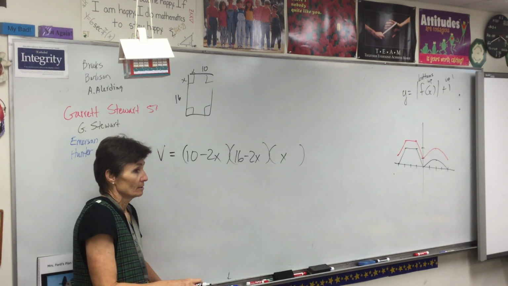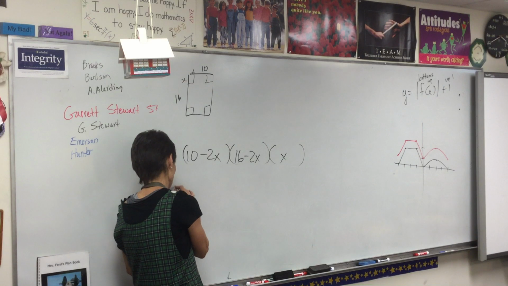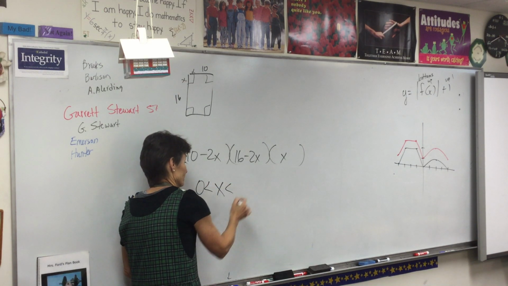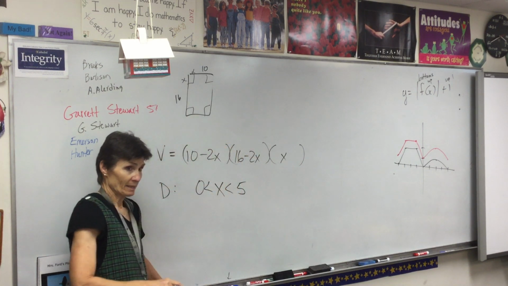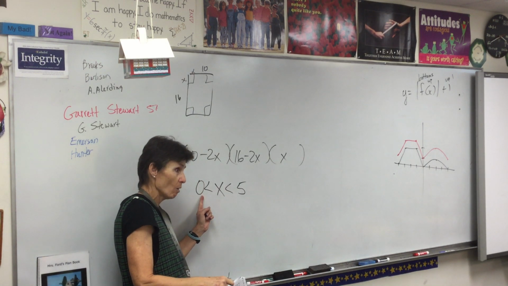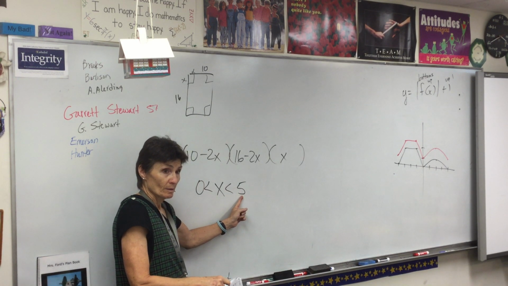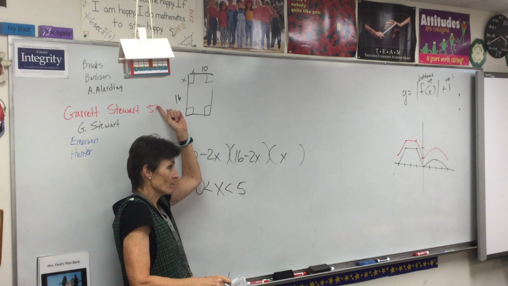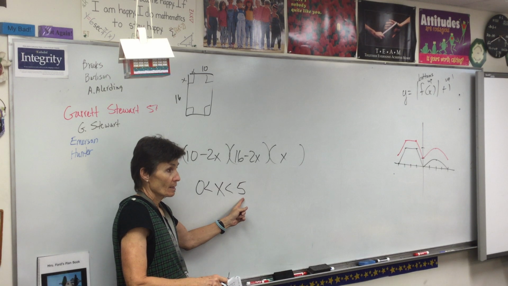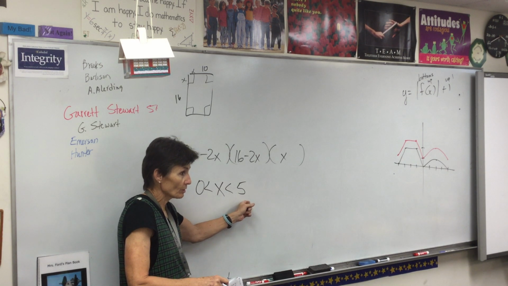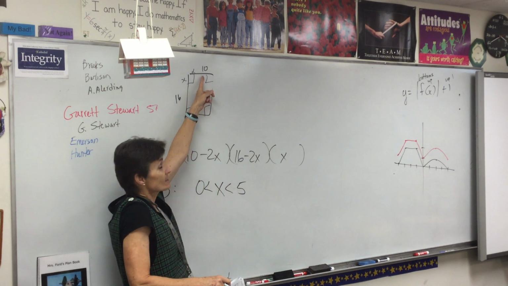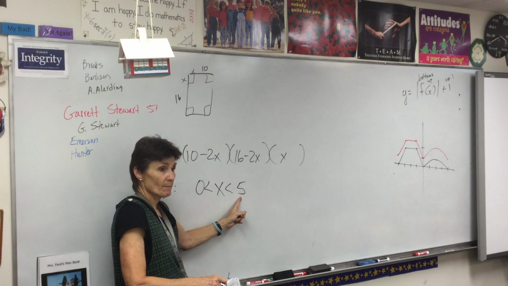That's it. Now what about the domain of the problem? 0 is less than x is less than 5. Bingo! X is always going to be between 0 and something. X has to be positive. It's a corner of the box. So how did we get 5? Half the smaller dimension. So whatever the smallest dimension is, in this case it's 10, this is going to be half of it.